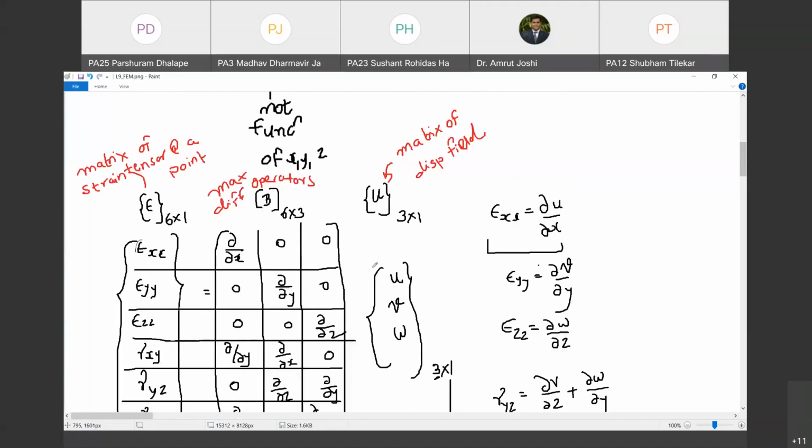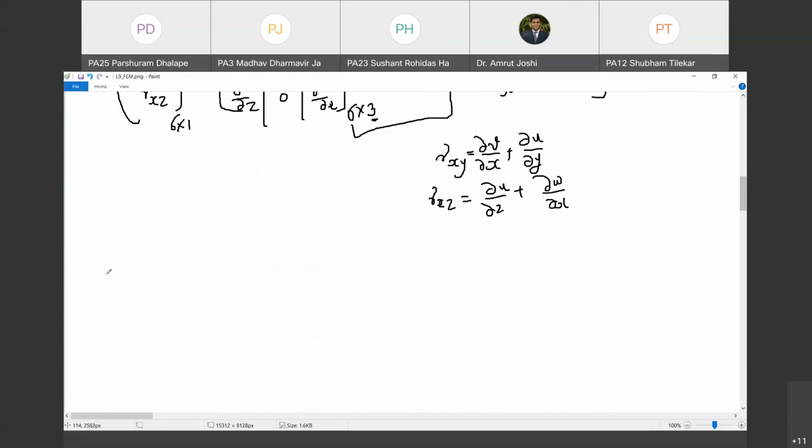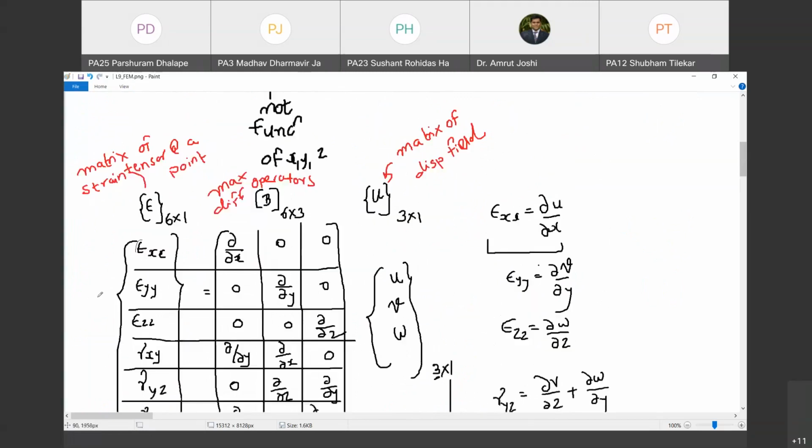Then we are going to back substitute this expression in this one. Are you with me till this point? Yes. So let us try to write down now the strain energy. So strain energy stored can be written in terms of displacement field this way. Just give me a second.